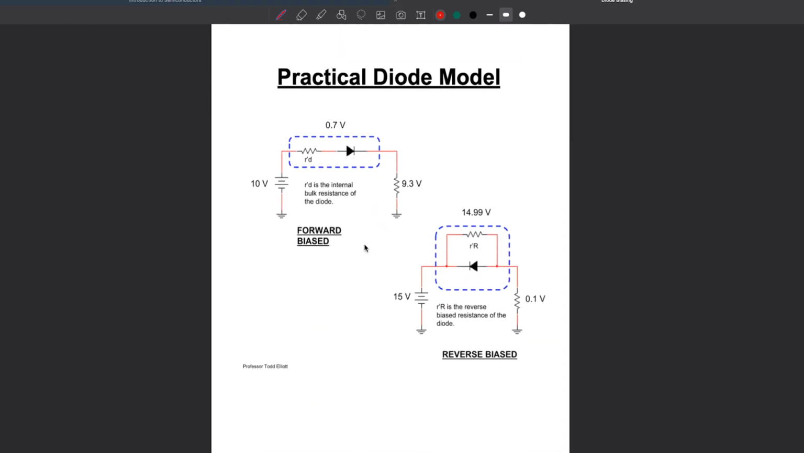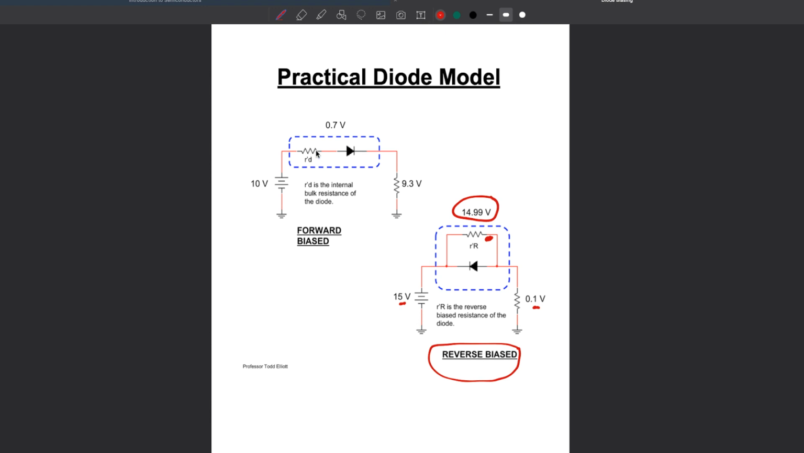Okay, practical diode. I mentioned this a little bit earlier. When it's reverse biased, okay, this is the internal bulk resistance of the semiconductor. It's a rather large resistance, so notice that in this case we have 15 volts here, about 0.1 there due to the leakage current. Okay, so you have about 14.99 here instead of 15, so it's very close to being ideal.